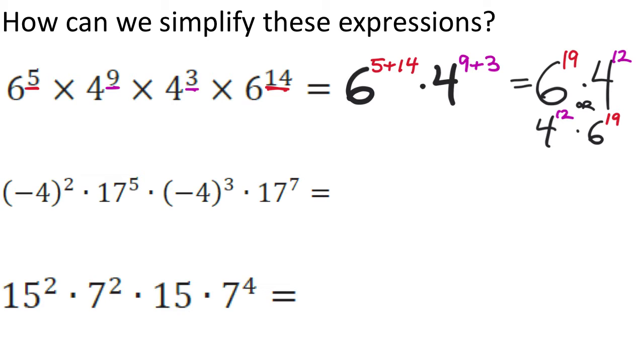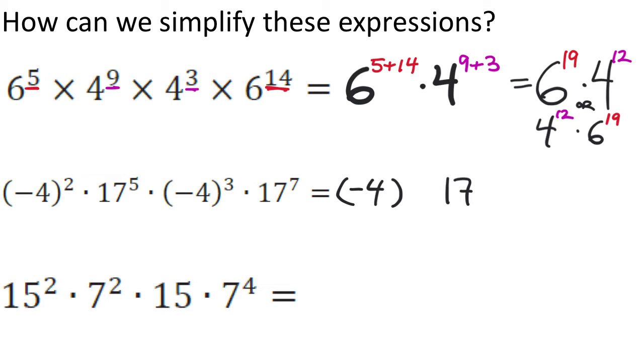So let's go to the next problem then. We've got base -4 and base 17. That's the only 2 bases I see. And the negative 4, again, it's important to know that that's going to be in parentheses, just as it shows. And then the base 17, you could put it in parentheses, but it's not necessary that you do.